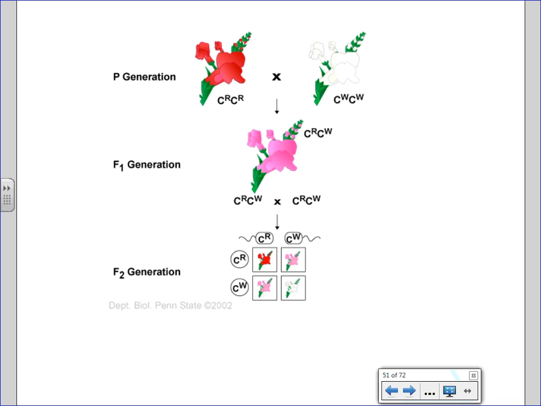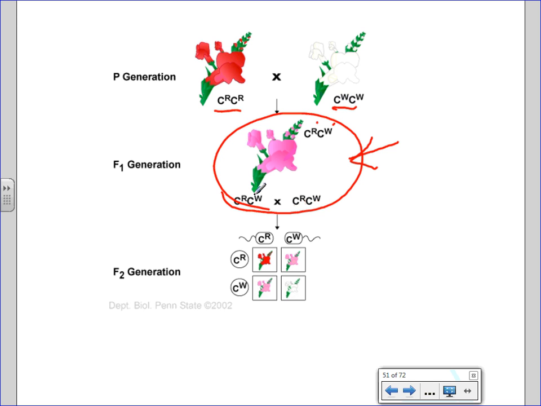So this one is showing what we just crossed, a red and a white. They just have a different symbol. So their color, C is for color, and they have two red alleles, which makes them red. This one is showing the color, they have two white alleles, so this one has the white flowers. So when they are crossed, they get exactly what we had. All of the F1 generation have the one R and one W allele. Okay, so they're all pink.